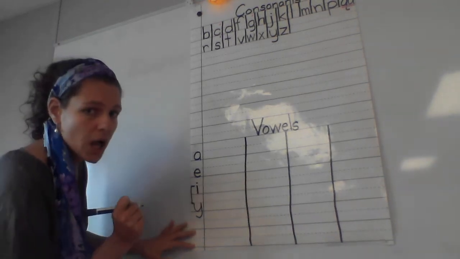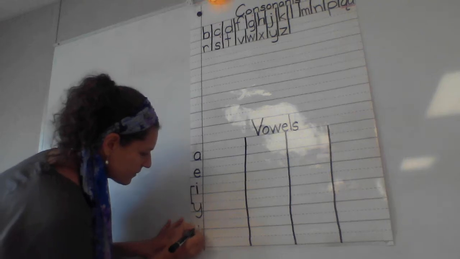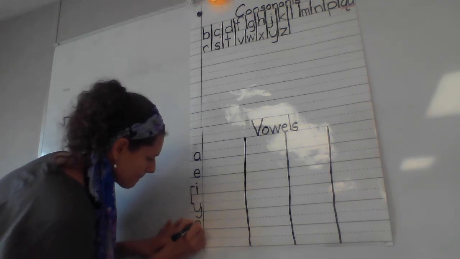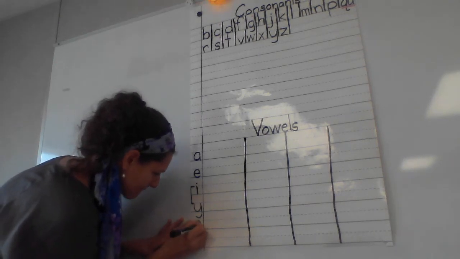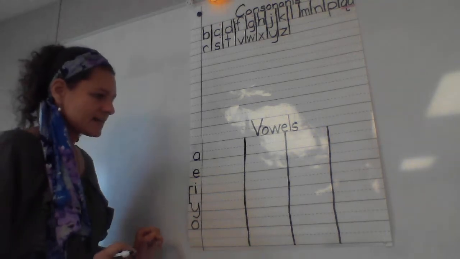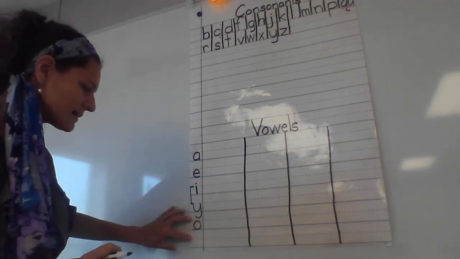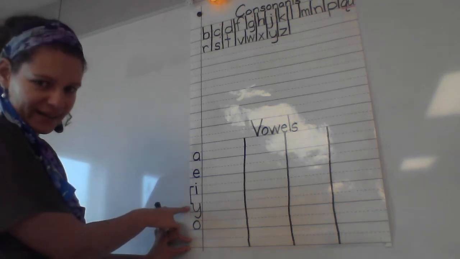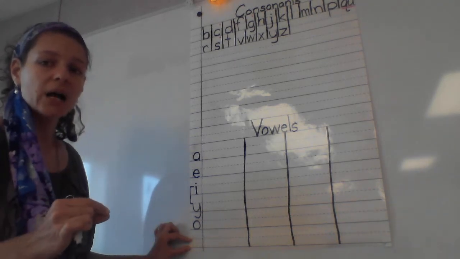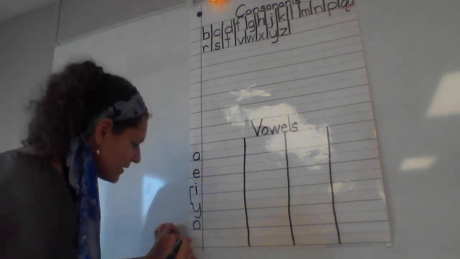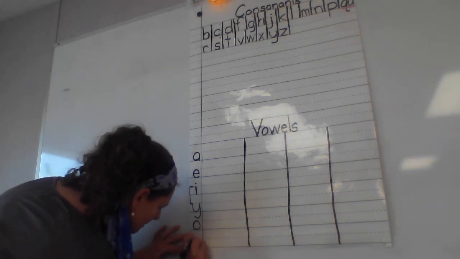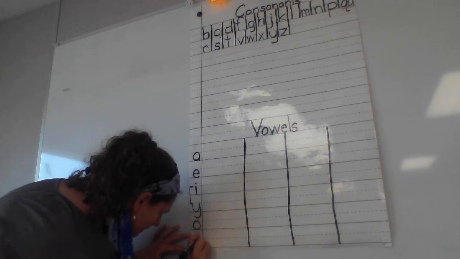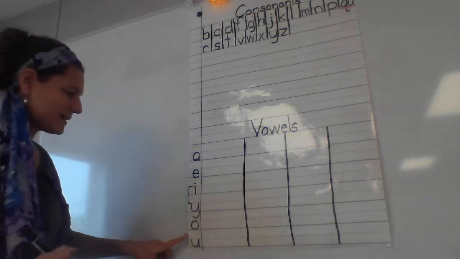All right, now if we're going through our alphabet, what would our next vowel be? Good, it's o, oh. Right, so I'll write that here. All right, and what is our last vowel that we have not already written here? Good, it's u, uh. All right, so we're going to put that right down there.